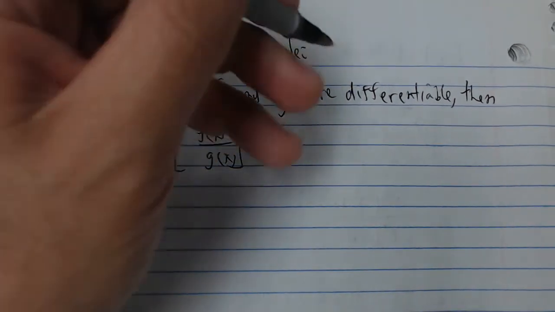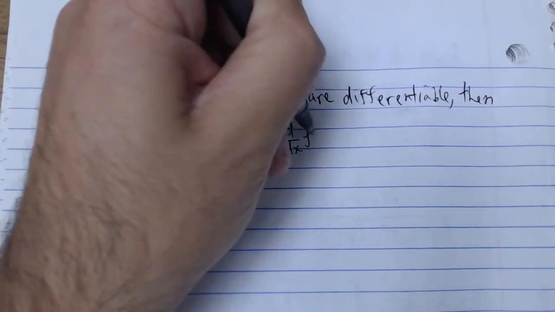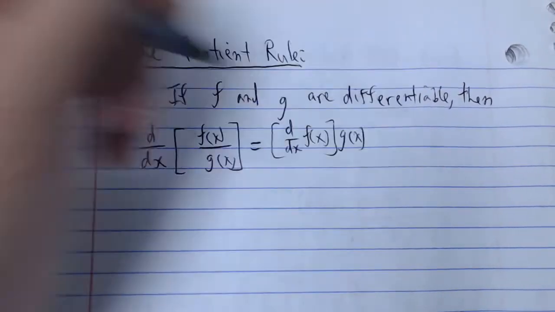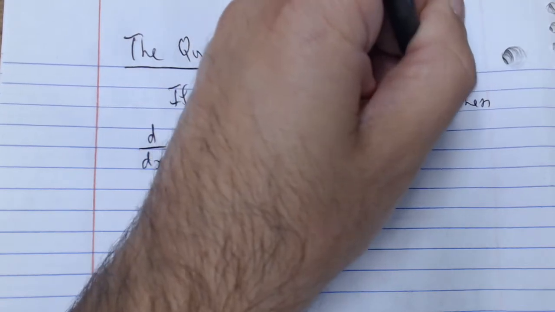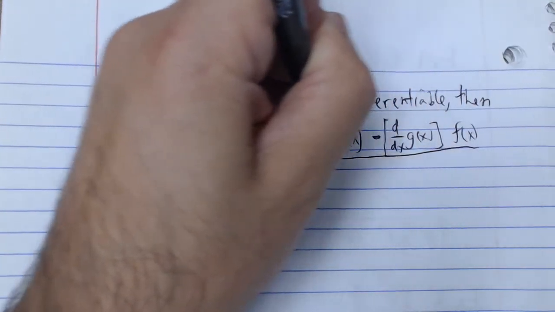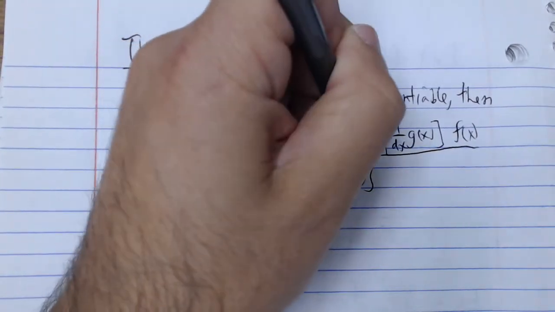So this becomes d/dx of f(x) times g(x), minus d/dx of g(x) times f(x), all over g(x) squared.